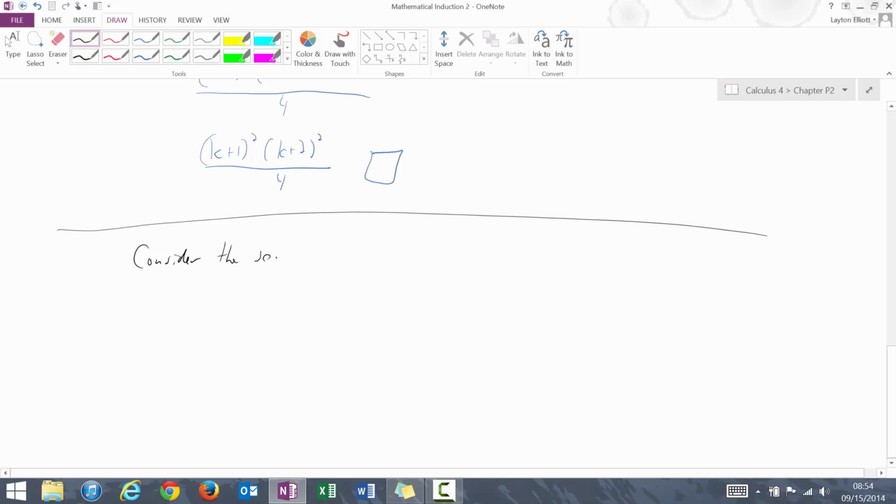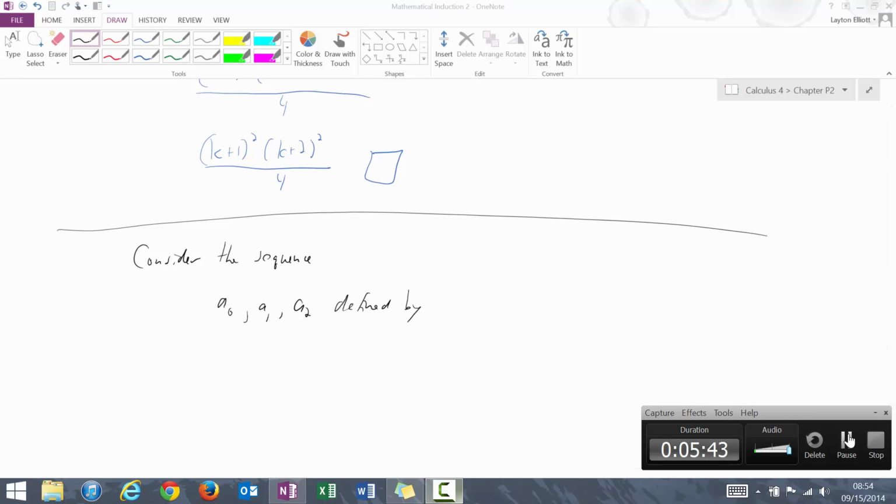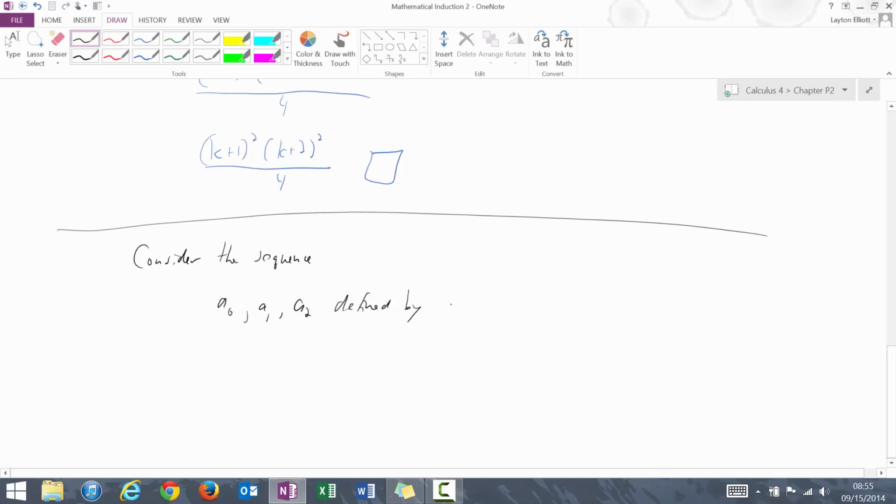Let's consider the sequence a sub 0, a sub 1, a sub 2, defined by a sub 0 is equal to 1/4, so the first term is 1/4, and each successive term, a sub n plus 1, is equal to twice the term preceding it, so twice a sub n times 1 minus the term preceding it. And this is for n greater than or equal to 0.